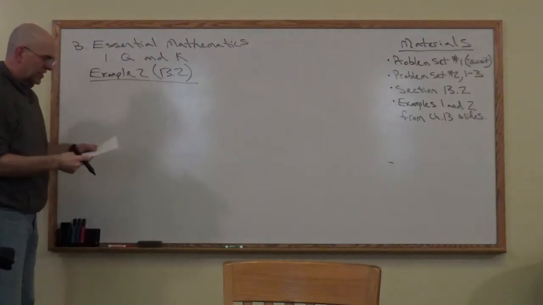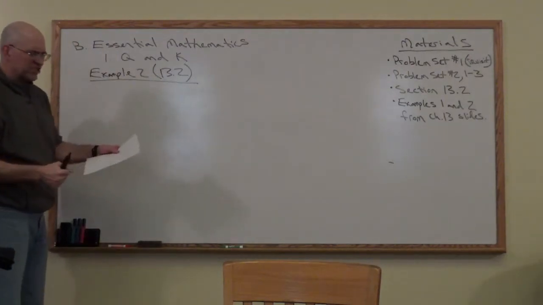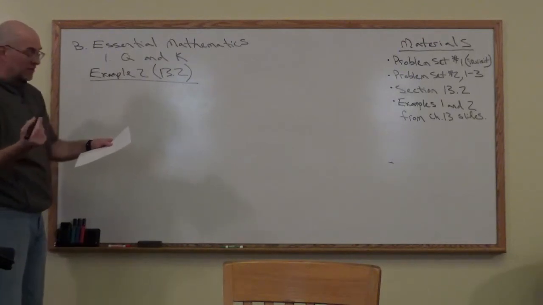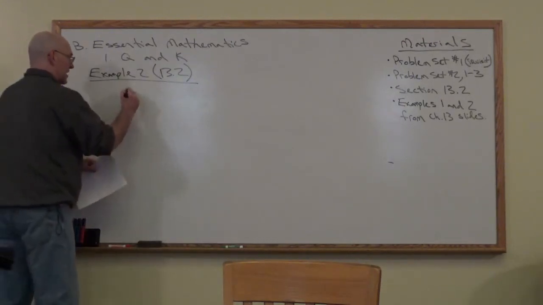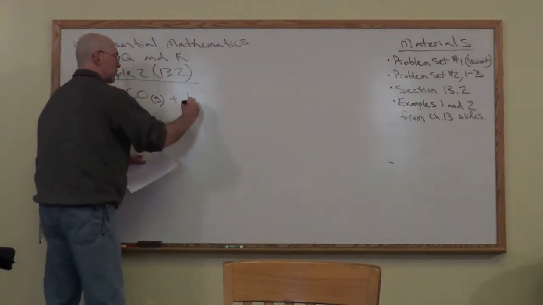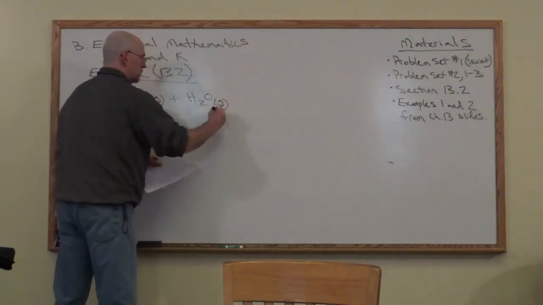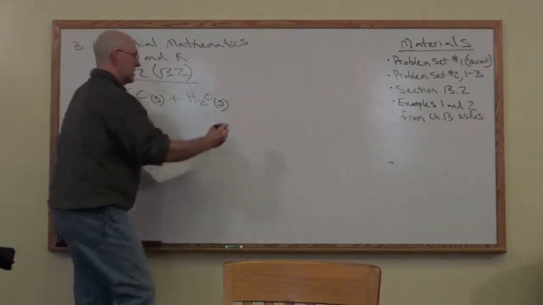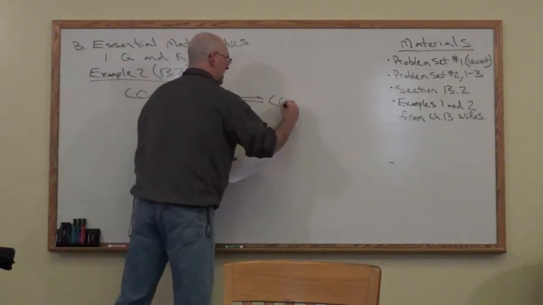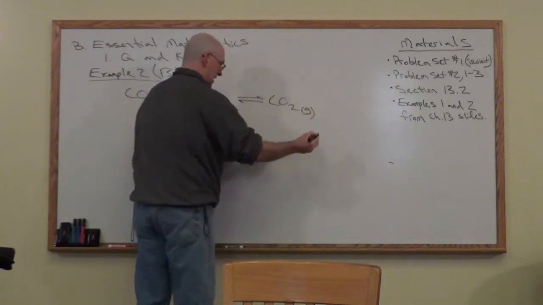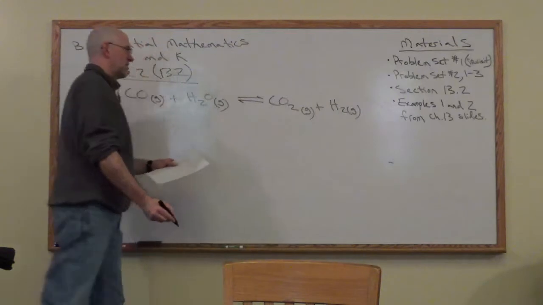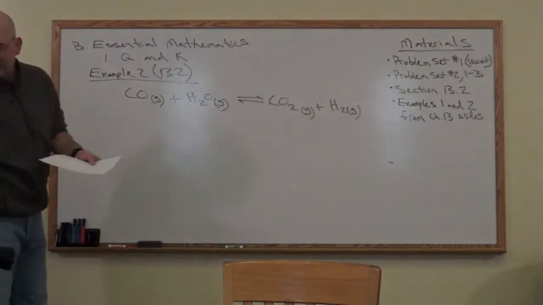And what you're given, this is called the water-gas shift reaction, I think. Not that it's important. And it's a homogeneous equilibrium. So the chemical reaction is a little more complicated. It's carbon monoxide gas plus water vapor, so steam, in equilibrium with carbon dioxide gas and hydrogen gas. And there are 3 experiments that you're given here.